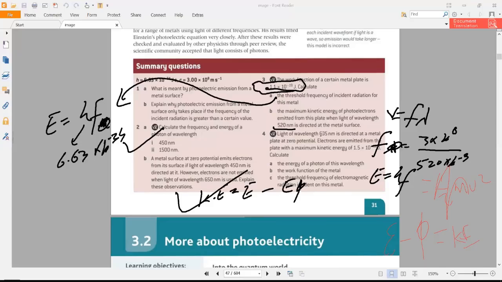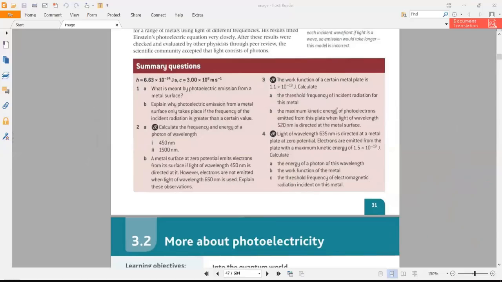Light of a given wavelength is directed at the metal surface, and electrons are emitted from the plate with the maximum kinetic energy given to you. You need to find the energy of the photon of this wavelength. Calculate. Think about this, then answer me. I will not help you in this question, as I explained 3 questions, and this is too easy.